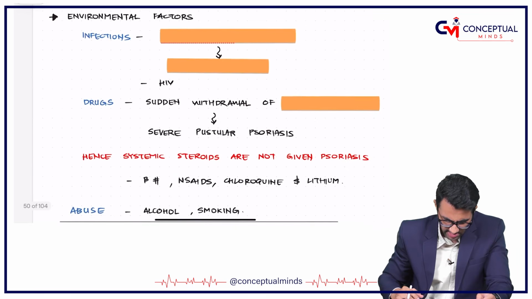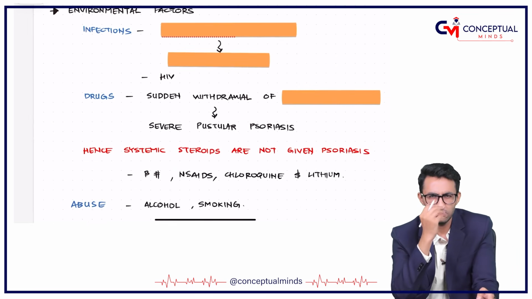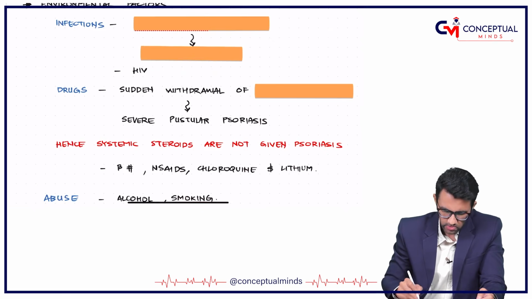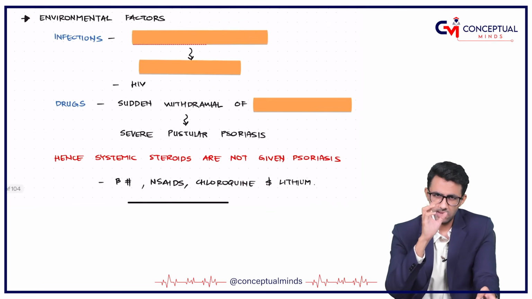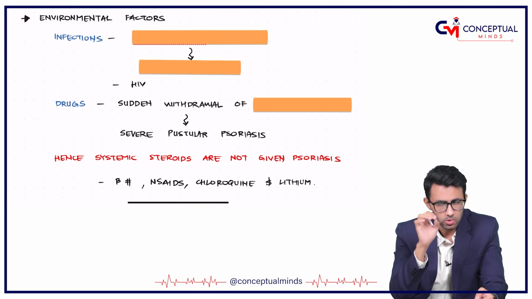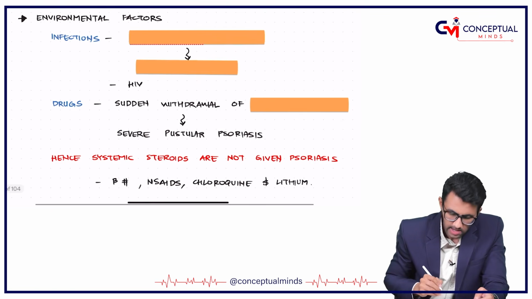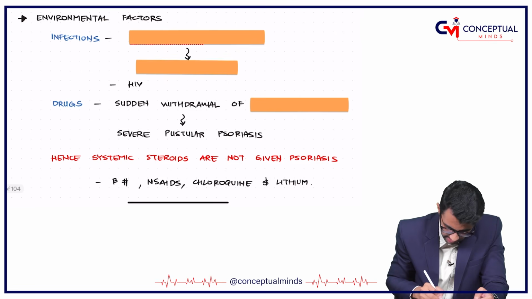The next factors: first was genetic factors, so we have to remember that. The next one was infections. The infection that I'm going to write down is the most important one in the psoriasis topic. Whenever you read psoriasis, there should be one infection coming to your mind, which is streptococcal infection. Let me just write that.